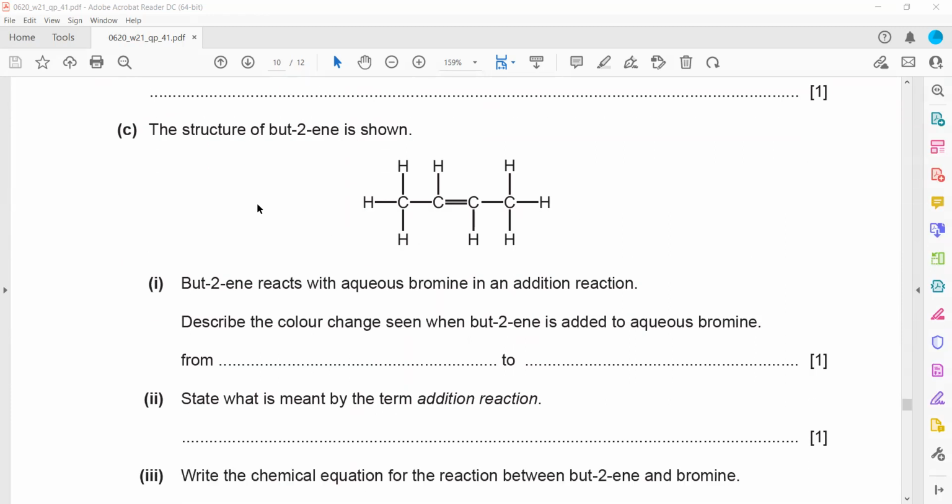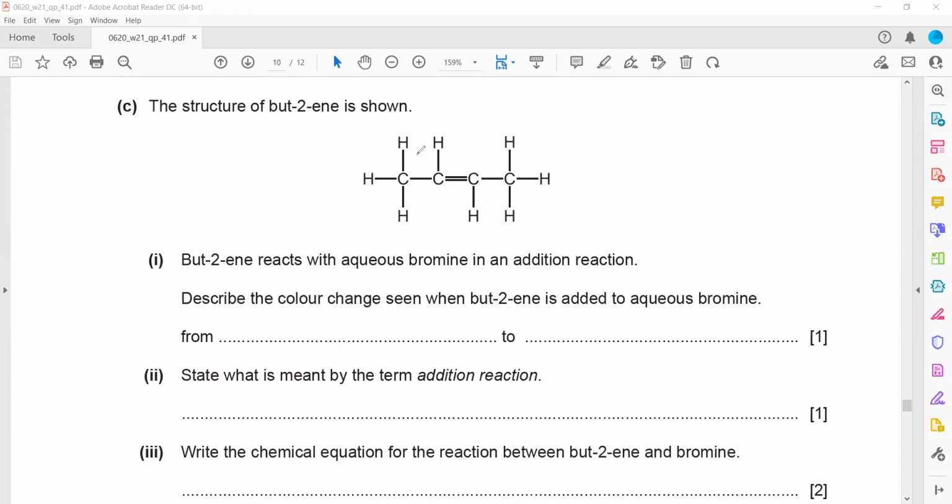The structure of butene is given. Why is it butene? Because you can see 1, 2, 3, 4. The second carbon has a double bond. That's why it is but, because of 4 carbons, and 2 is the position of the double bond, and ene is due to the presence of the double bond.